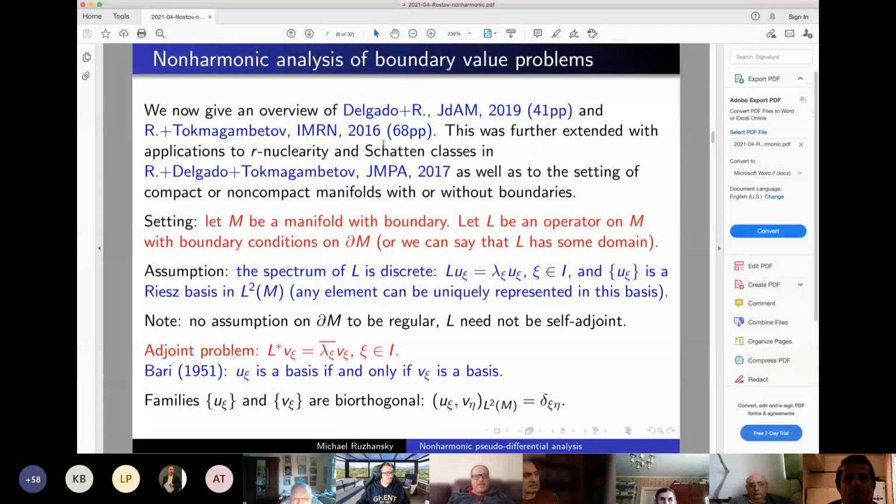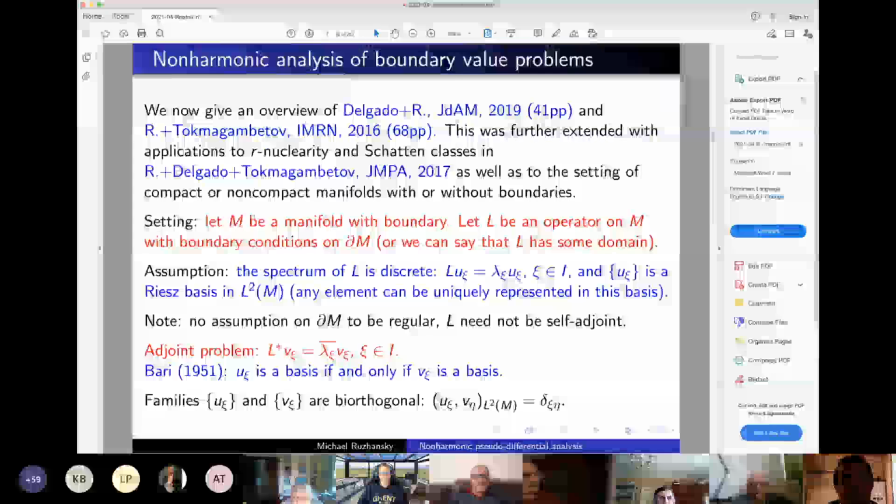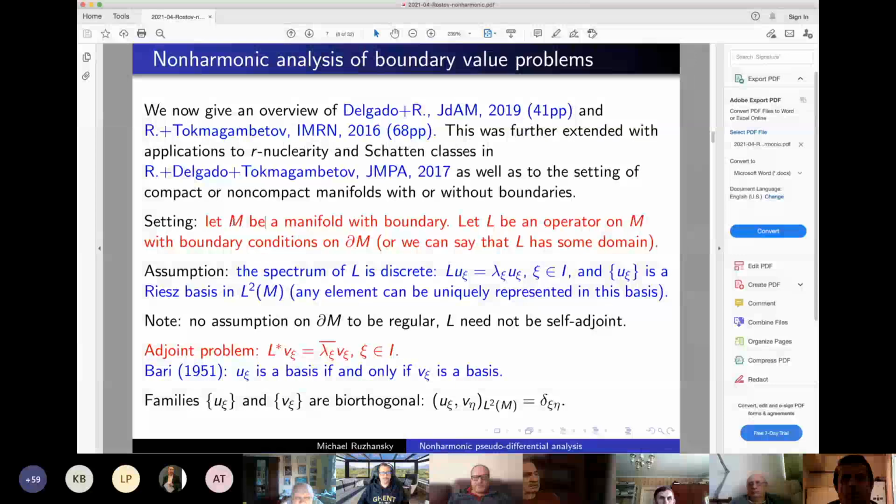Yes, so I will give some overview of these results, but let me start with the setting. The setting is the following: let's consider a manifold M, which can be with boundary or without boundary. So the boundary may be empty if you want, but it can be with boundary. I don't assume that it's a bounded manifold.